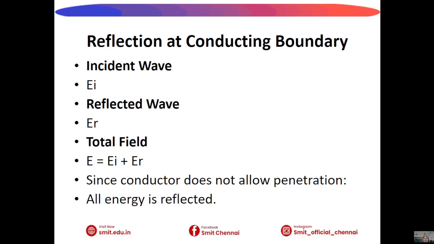Next, we see the reflection at the conducting boundary. At the conducting boundary, the incident wave reaches the surface and generates a reflected wave. Since no energy can enter the conductor, all the energy is reflected. The reflected wave travels in the opposite direction. The total electric field at any point is obtained by adding the incident and reflected fields together.